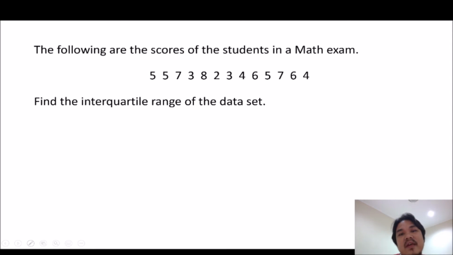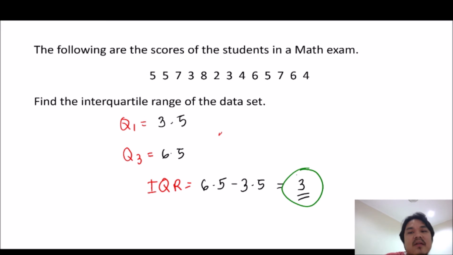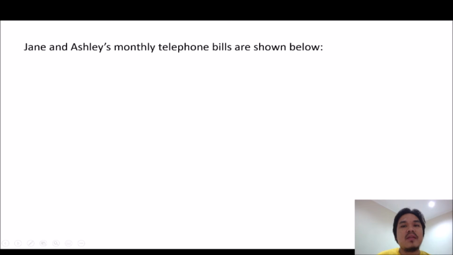Okay, so suppose we are given the same example. So to find the interquartile range, we will just identify the value of quartile 1 and quartile 3. But we already calculated quartile 1 and quartile 3 from our previous example. So quartile 1, that is 3.5, and quartile 3, that is 6.5. So to find the IQR, we will just subtract 6.5 and 3.5. So 6.5 minus 3.5 is 3. So that is our interquartile range. Okay, so let's proceed with this problem.